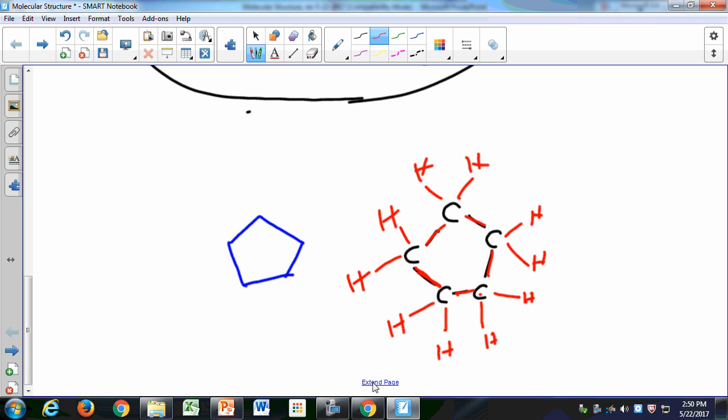Implied. So this is C5H10. You can see there are 10 hydrogens. This is called cyclopentane. The name of this molecule is cyclopentane.